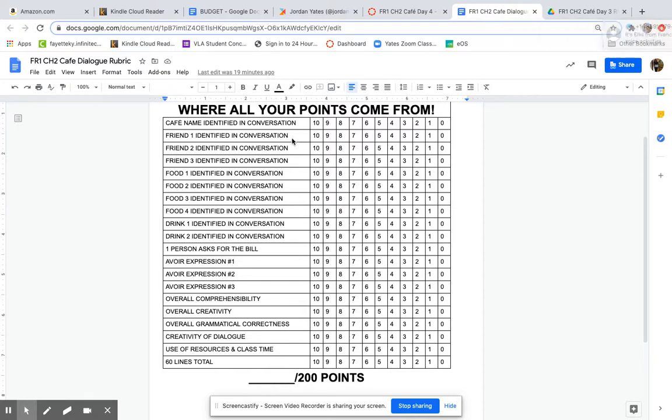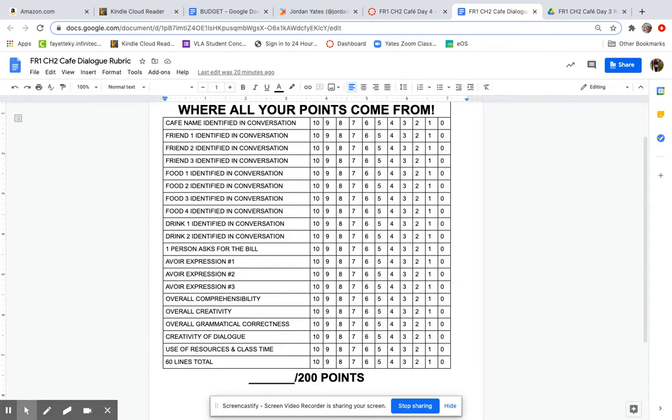The friends identified: 1, 2, 3 friends. Are you saying their names? That's all you need. As long as somebody else identifies who that person is, or you could have them introduce themselves, like, hey, my name is so-and-so, then you're going to get those 10 points. Foods identified, 4 foods, 2 drinks. One person asked for the bill. Those avoir expressions: this is where you could lose some points if you don't use the verb avoir correctly. But for the most part, this is either a yes, you did it, or no, you didn't.